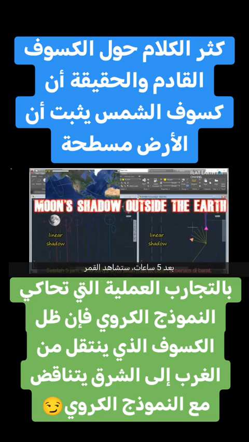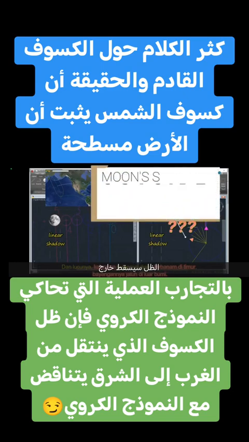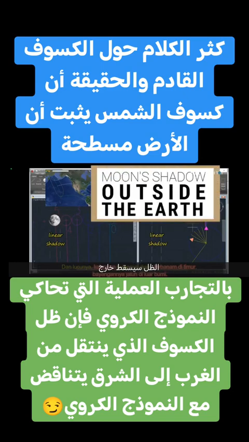After 5 hours, you would see the Moon is setting to the west. In reality, you don't see the Moon is over here like it's setting to your east. The Moon is over there, near the horizon, setting in the west. The funny thing is, even though the Moon is over here setting in the east, the shadow will fall outside the Earth.